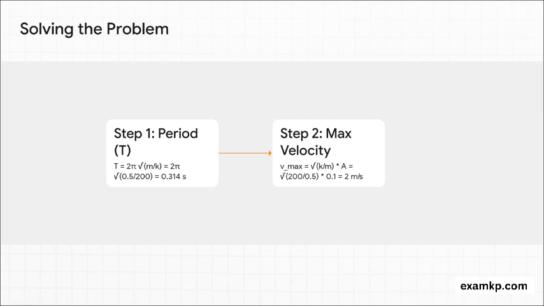So how do we tackle this? First up, we're going to calculate the period. That's just the time it takes for one complete up and down swing. We plug our mass and our spring constant right into that first formula and out pops about 0.314 seconds. Easy enough. Next, we want its fastest speed, which always happens right as it zips through the middle. Using that second formula, we plug in our values and we find the maximum velocity is 2 meters per second.